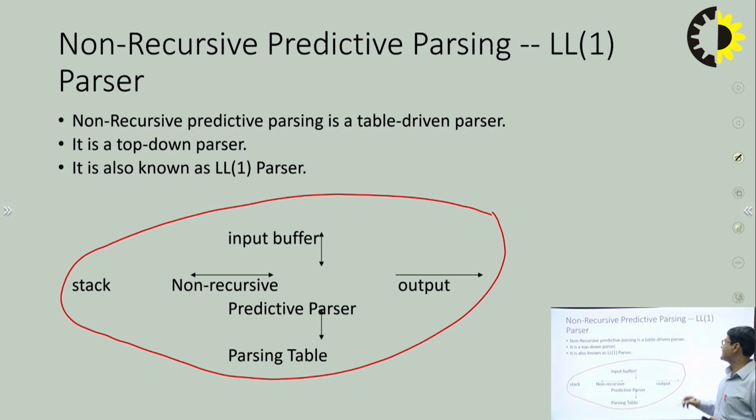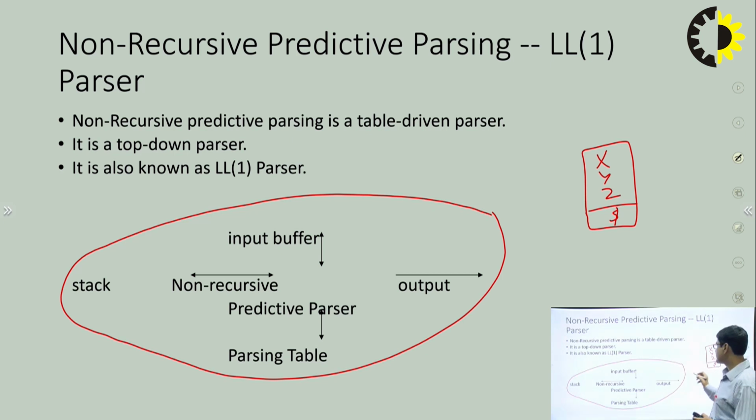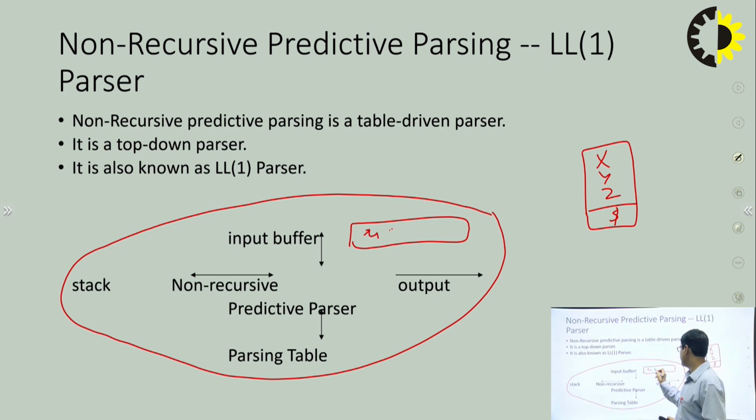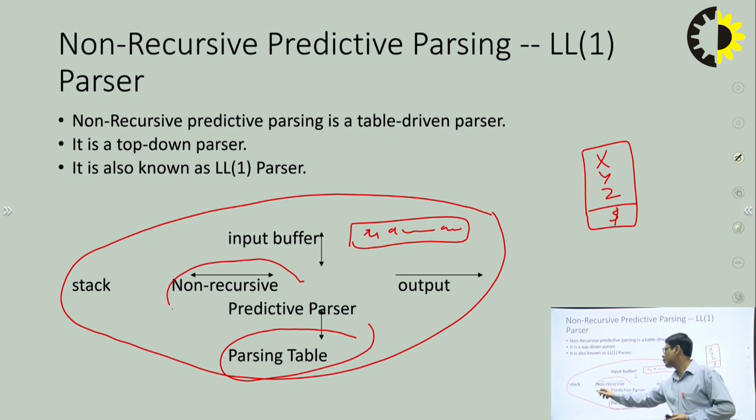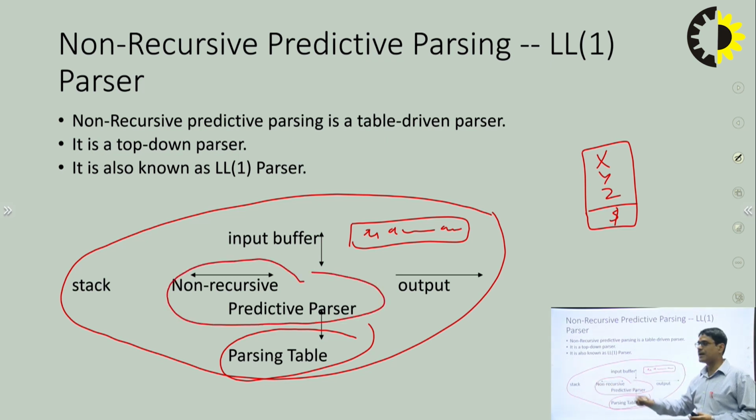The content of the stack will contain the particular grammar symbol followed by $. There is an input buffer. It will contain all the input alphabet A1, A2 up to AN. Then there is a predictive parser procedure in which we have to generate a parsing table, and there is a program routine that is called the predictive parser.